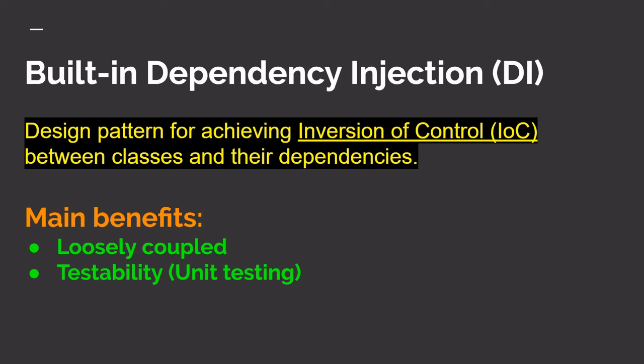Out of the box, .NET Core has built-in support for dependency injection, which is a design pattern for achieving inversion of control, IoC, between classes and their dependencies. The main benefits are making classes loosely coupled and make them easier to write unit tests.